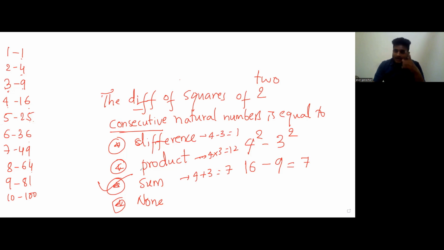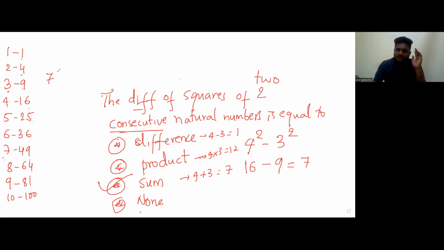Understanding this? But we have none of the above also as the option. So if it has none of the above as the option, then you have to check at least for 2 to 3 numbers. So I will check for one more number. Take any number. I will take 7 and 6.